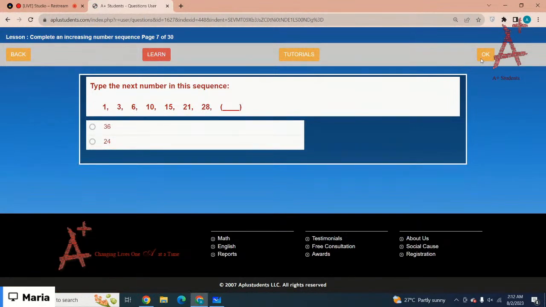Okay, type the next number in the sequence. So which is the correct option? The next number in the sequence is 36.